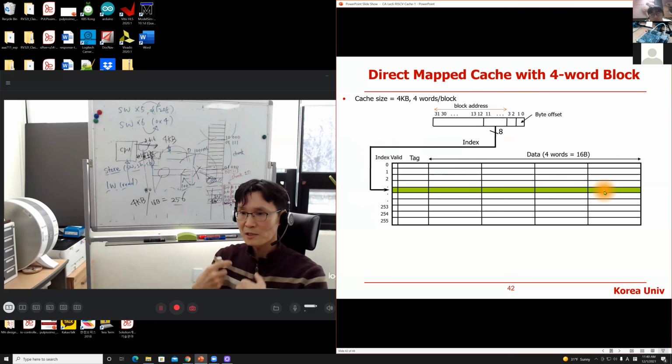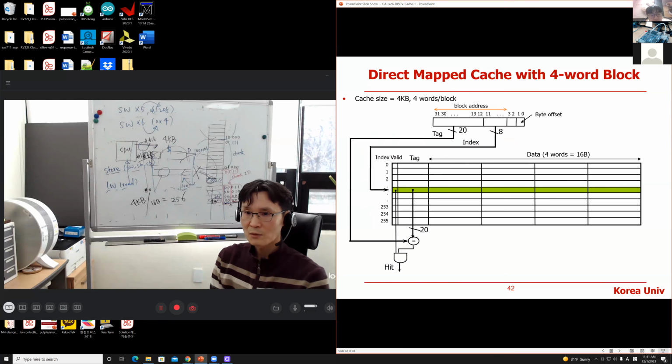Then that information is coming out from the cache, and it is compared against the chunk ID, the tag information. If these two, tag and chunk ID, are equal, and valid is set to 1, meaning an AND gate with both inputs 1, then the output is 1, meaning cache hit.